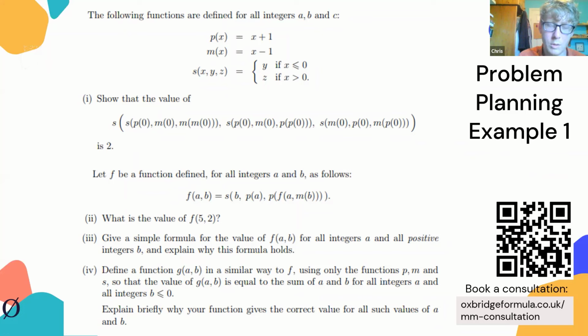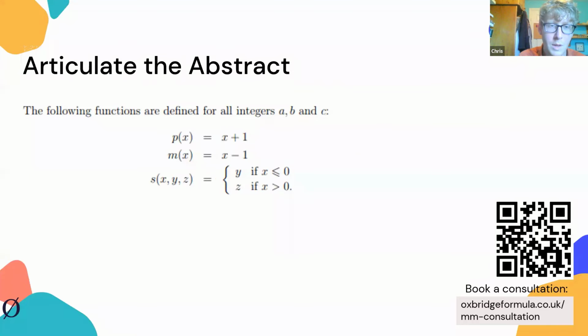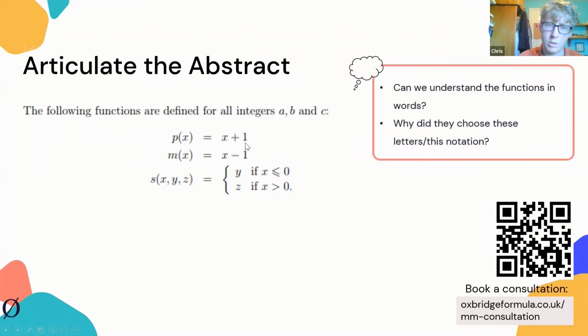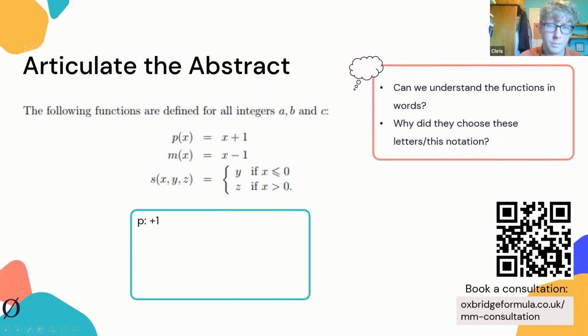So, okay, what can we do to help with that? Well, we've got this principle of articulating the abstract, so maybe we could use that. Can we articulate what all these functions do in a simple way that we can remember when we do the rest of the question? Well, if we look at P, P of X just adds 1 to X, so P is just doing +1. And M likewise is -1.